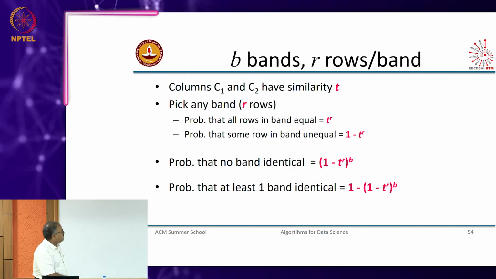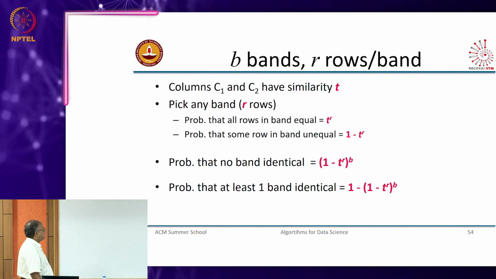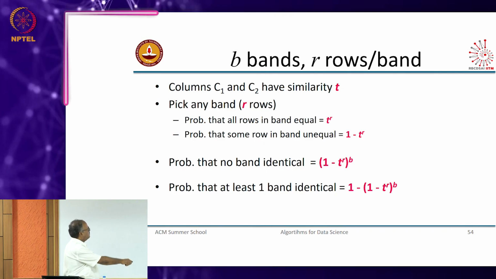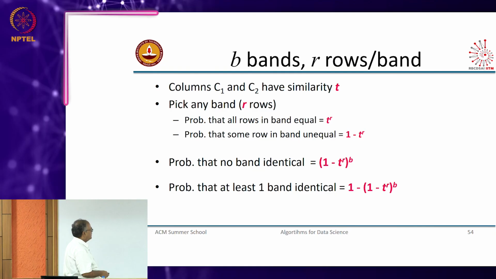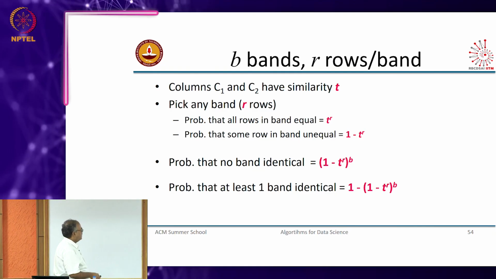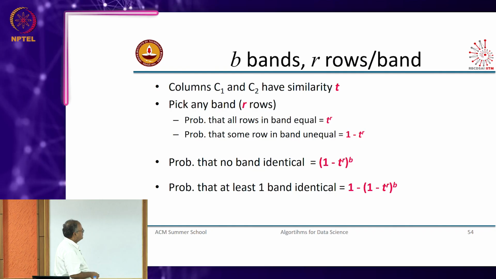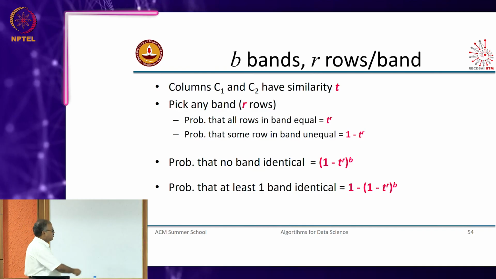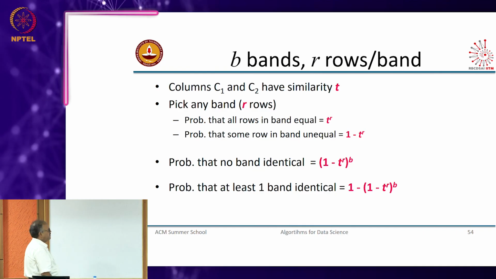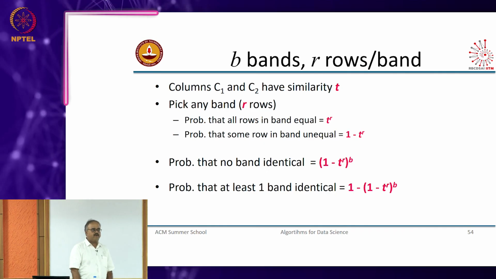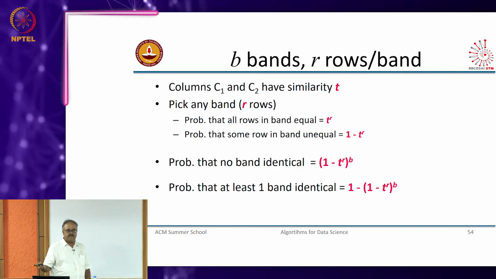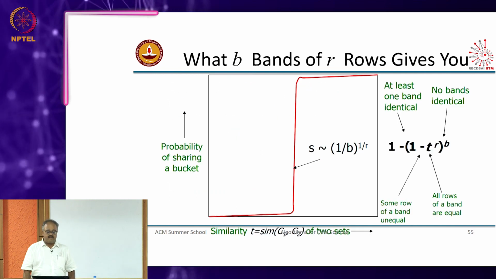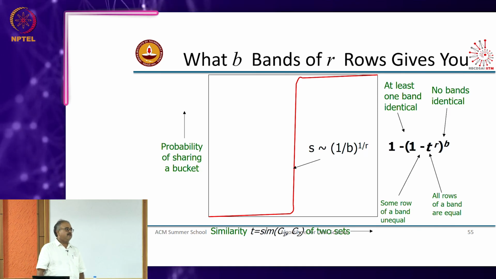So the way we have done this, B bands, R rows per band construction, is basically this. Suppose the similarity is T, and the probability all rows in the band are equal is T power R. The probability that they don't match in a band is 1 minus T power R. The probability that no band is identical is (1 minus T power R) power B. The probability that at least one band is identical is 1 minus (1 minus T power R) power B. It turns out that this equation actually looks like a sigmoid function.